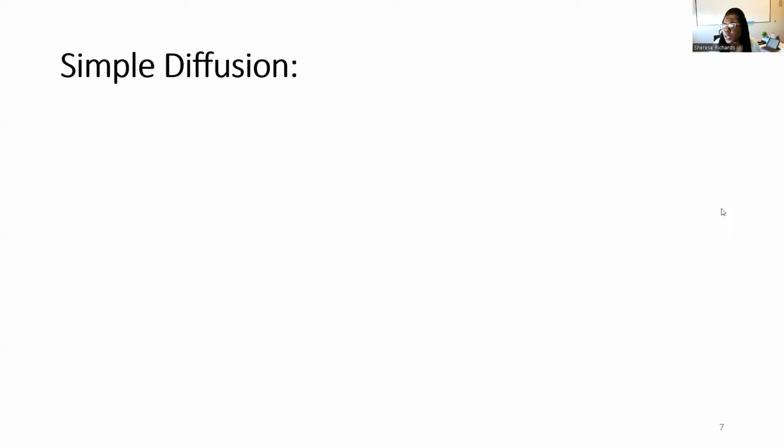Okay, so someone's asking what does CD stand for? That was chemical driving force, or concentration gradient, right? Two different ways to express the same force.